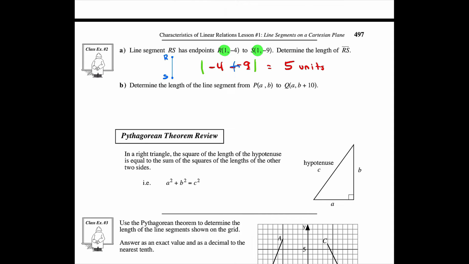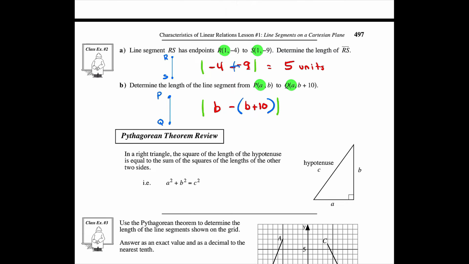Okay, and again, if we look at part B, it's just telling us we have a line segment. And if I look at the x values, they're both a in this case, so we know they're the same. So I have a vertical line again going between 2 points. One is called P, one is called Q. I don't really know in this case which one is larger or smaller. So I'm just going to basically take the absolute value of, I'll just go P minus Q. So point P is going to be the y value b, and from that, I'm going to subtract b plus 10. So it's best to put this in brackets right here.